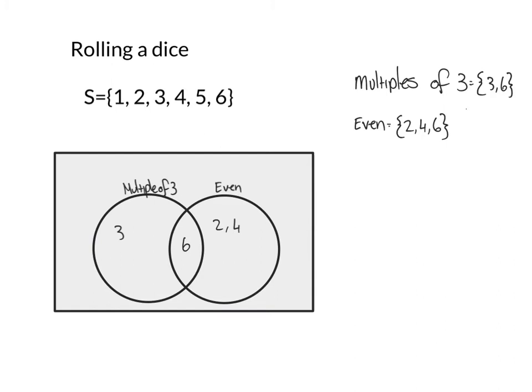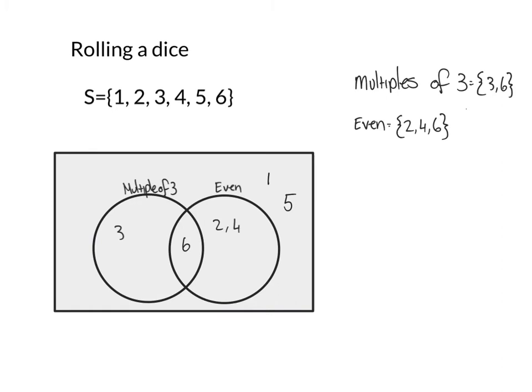Now, there are some numbers that don't fit either of these two sets. So numbers that aren't included in here or in here. Those numbers are 1 and 5. So the outside space represents numbers that don't fit into any of these categories.